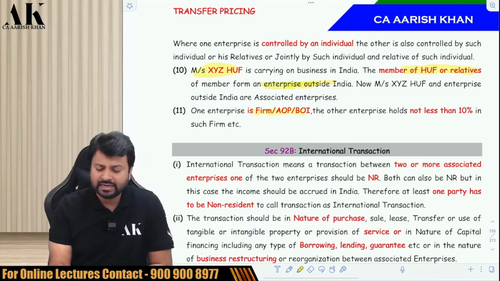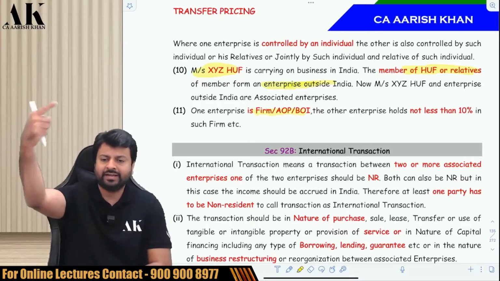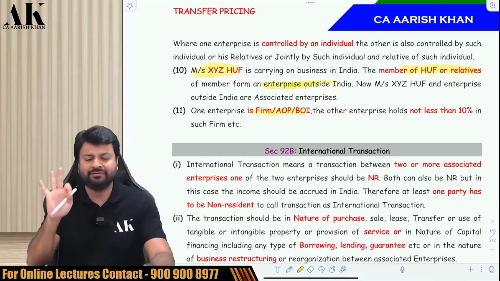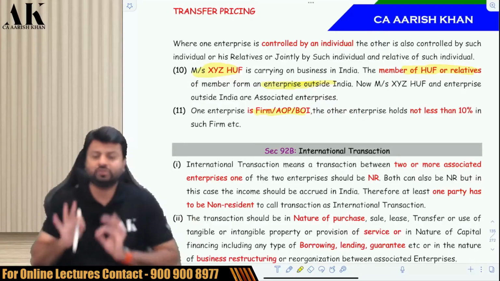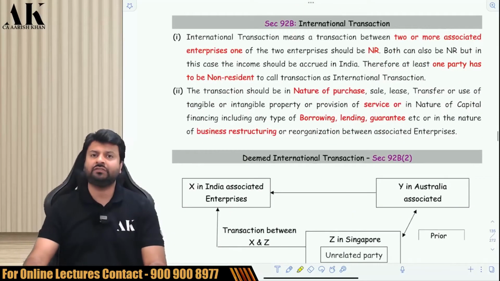Last but not least, I am a partnership firm, AOP, BOI. I am a partnership firm, AOP, BOI and there is some entity which holds at least 10% in my firm. Then we both are also deemed to be associate enterprise. Check it please. So these are 11 different cases of the definition of associate enterprise.